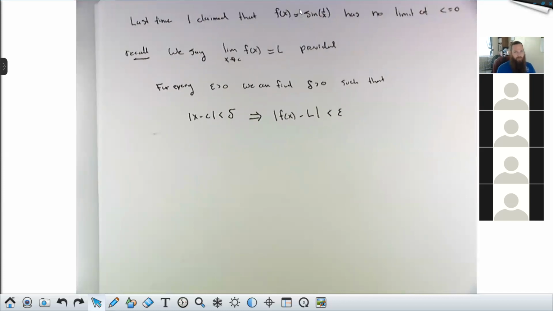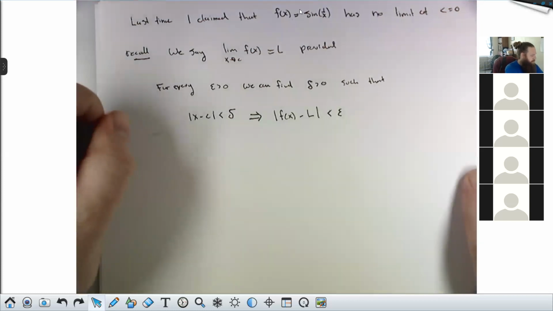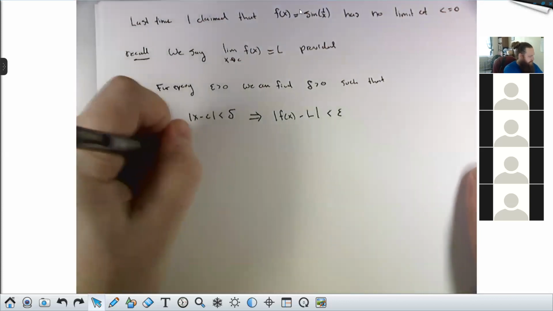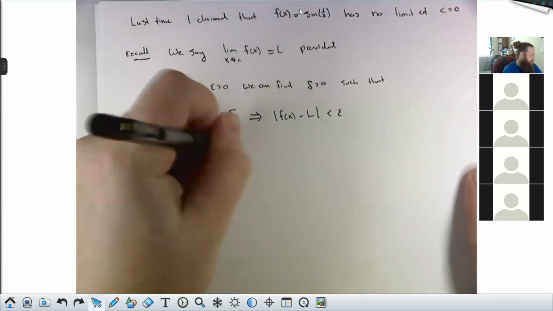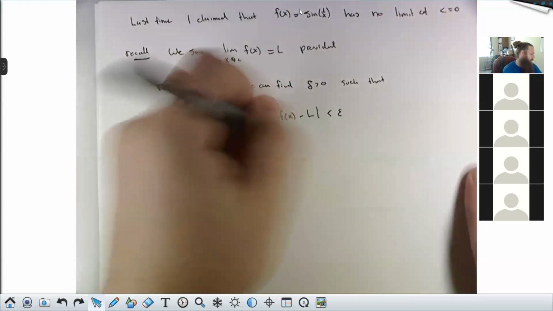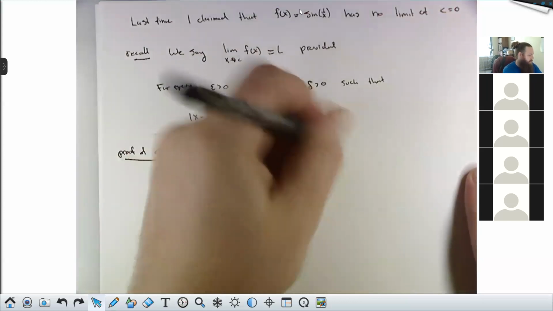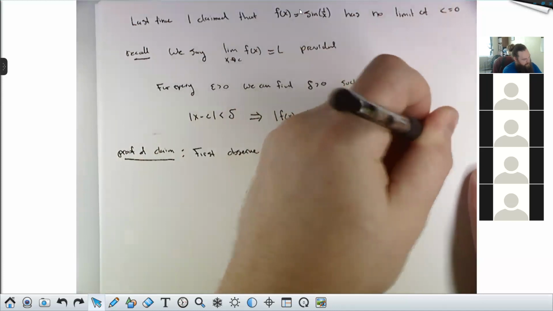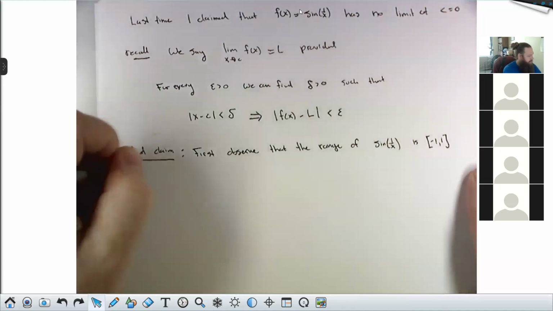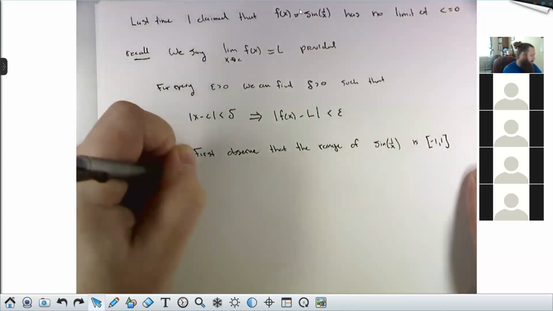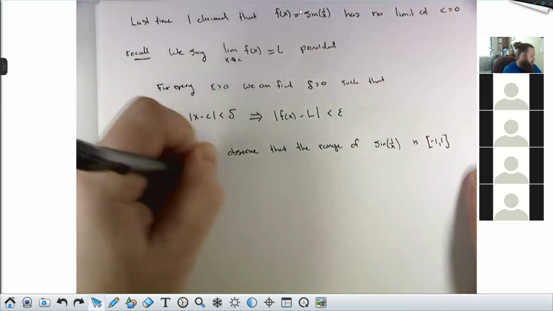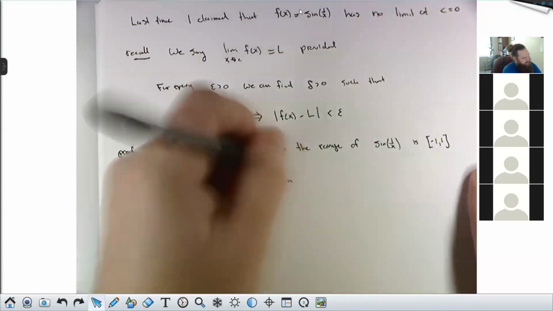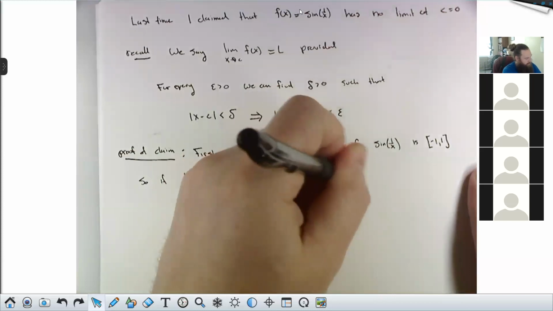So we're going to prove the claim. And I would say first, observe that the range of sine 1 over x is the closed interval from -1 to 1. So if the limit as x goes to 0 of sine 1 over x does exist and is equal to L, then L has to be an element of the interval -1 to 1.